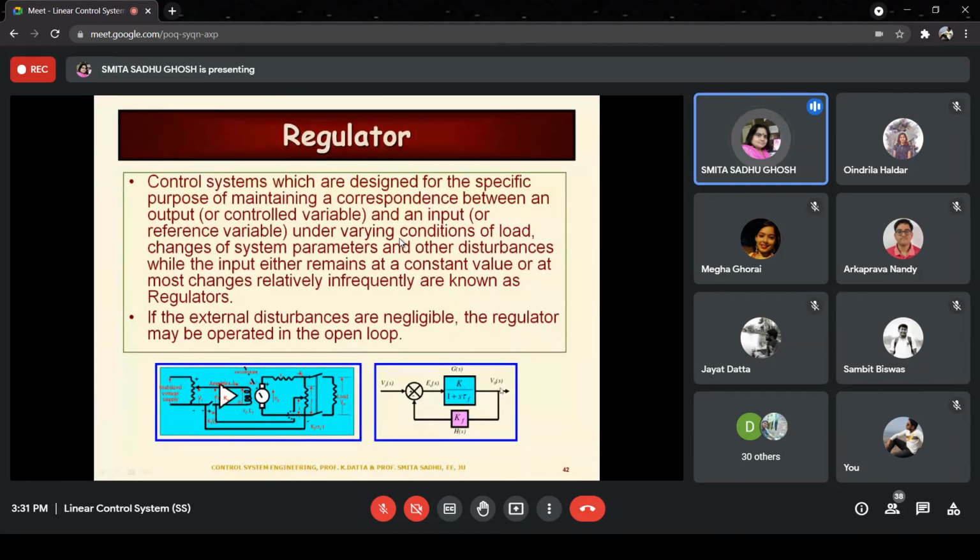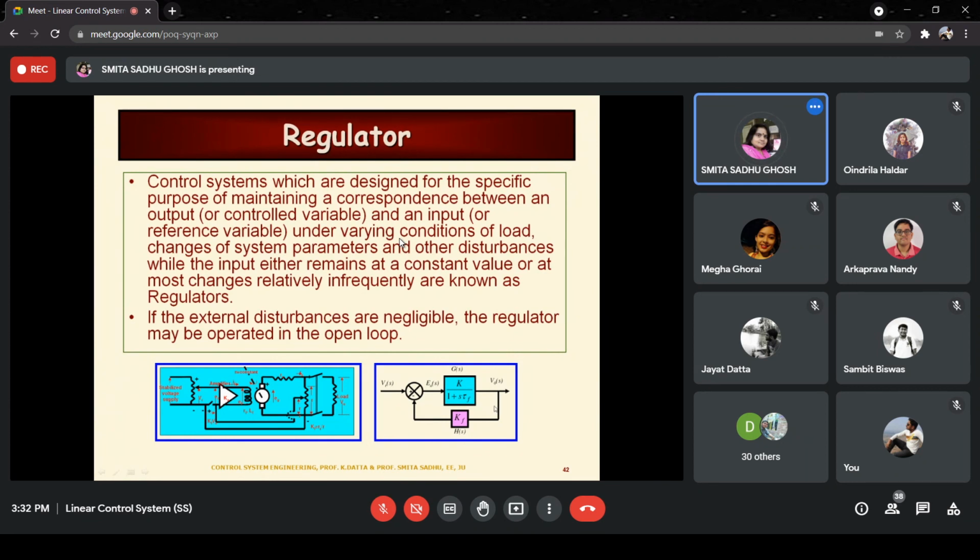Say, because of some reason, if the output changes, then a regulator is a system which will take corrective action such that the output is brought back to its preset value. Preset value meaning that, say, for example, if I want the output value to be at say 12 volts, and I have put in 12 volts as my reference input, right? So the output will remain at 12 volts. Now, for some reason, the 12 volts has changed to 12.3.